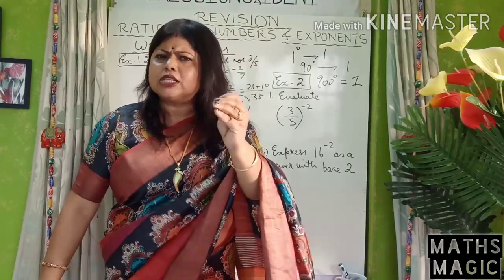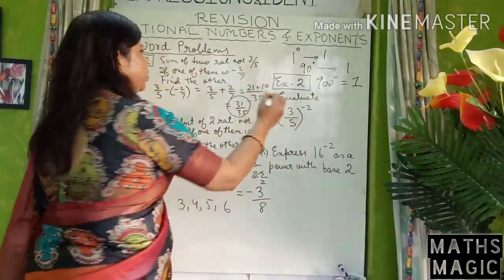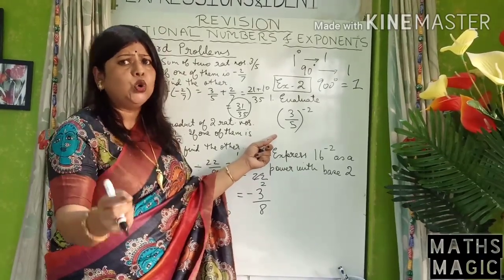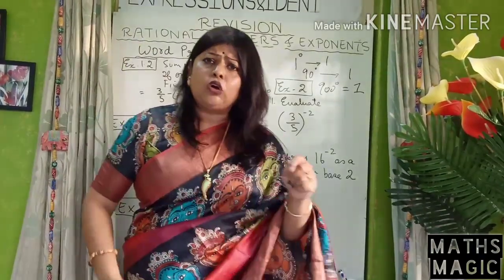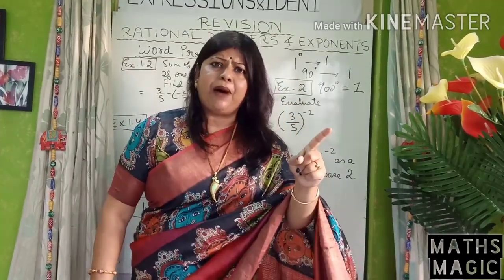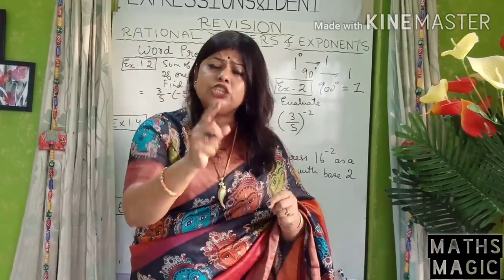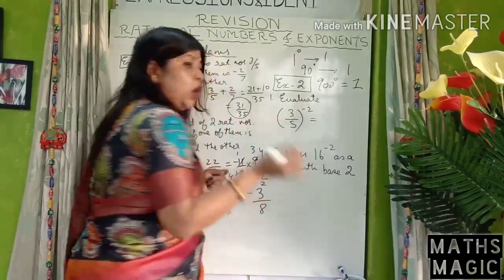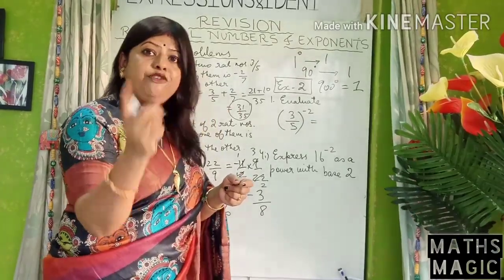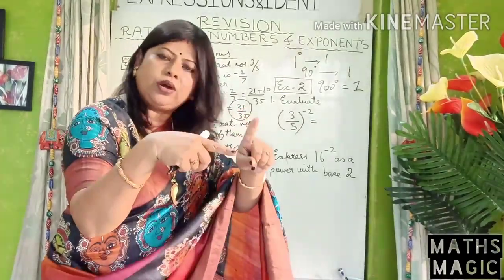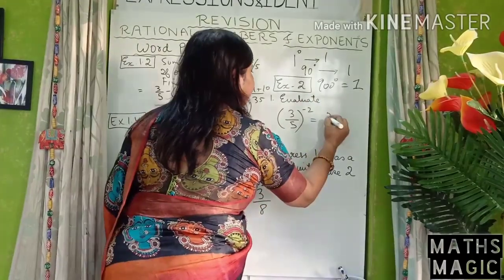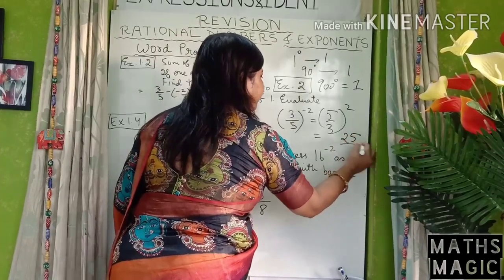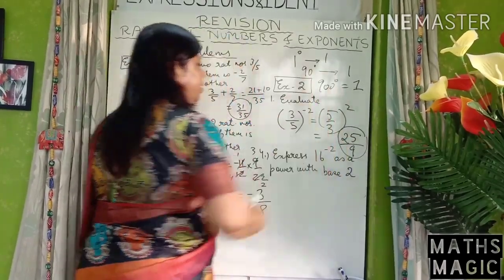Now we come to the first question, that is evaluate. Very simple question, evaluate. Wherever your power is in minus, what you have to do? You have to change the power to positive. Because after changing the power to positive, only then you can solve the sum. So 3 by 5 to the power minus 2 will be equal to, how to change the power from negative to positive? By reciprocating. So this becomes 5 by 3 whole square. So 5 by 3 whole square, 25 by 3 square, that is 25 by 9.